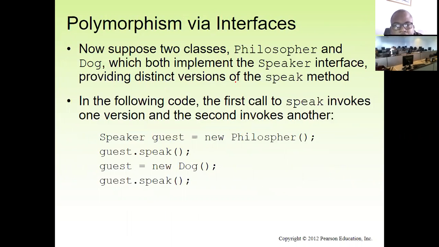So now suppose a class Philosopher and Dog, which both implement the Speaker interface, providing distinct versions of the speak method. So in the following code, the first call to speak invokes one version, and the second invokes another version. So we create a guest, which is of type Speaker, but we point it to a Philosopher object. Now, when we say guest.speak, it's going to run the version that is in Philosopher. Now, we point guest to Dog. So when we say guest.speak here, it is now going to run the version that is inside the Dog class. Yes? And all of a sudden, the same line of code does something different because they are now pointing to different objects.